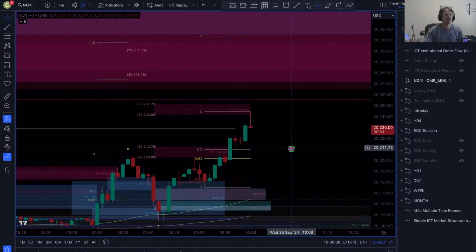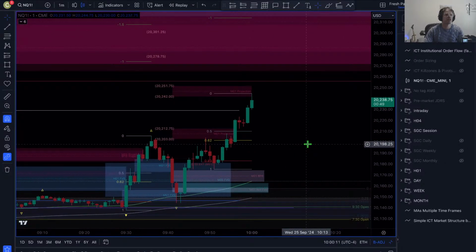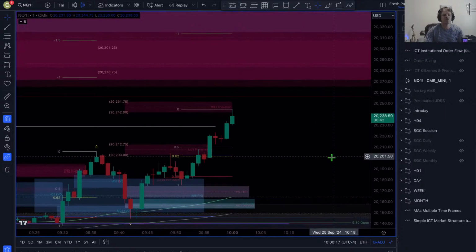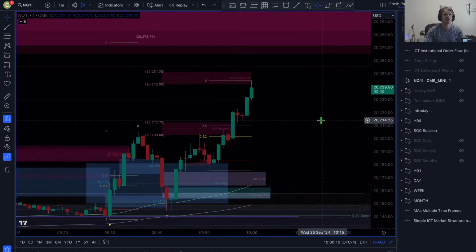So just so you know, right now we hit the fourth projection on the M1 manipulation jumpstart from the beginning of this move. And so we're getting that reaction. We had a medium impact news just released too at 10 o'clock.